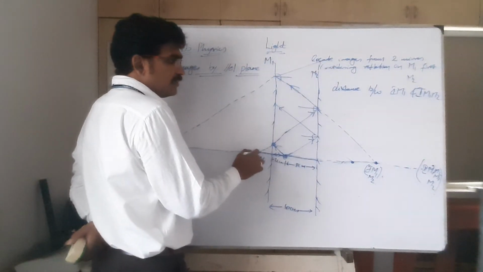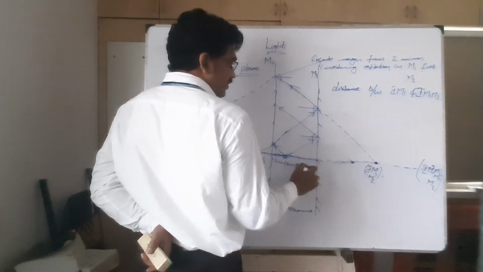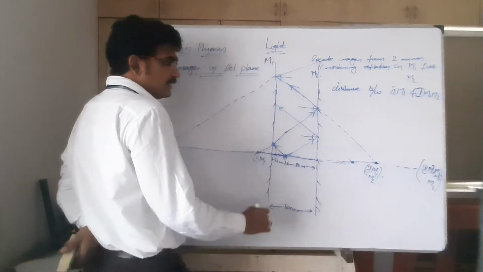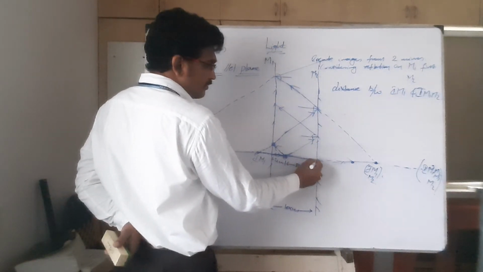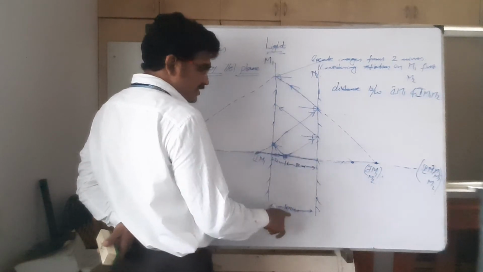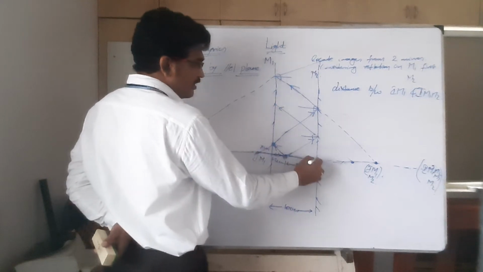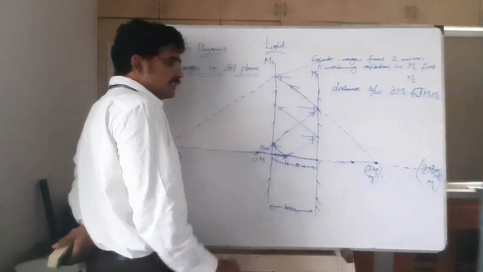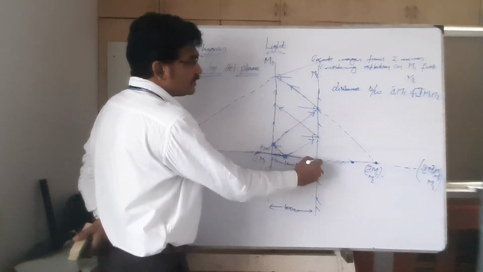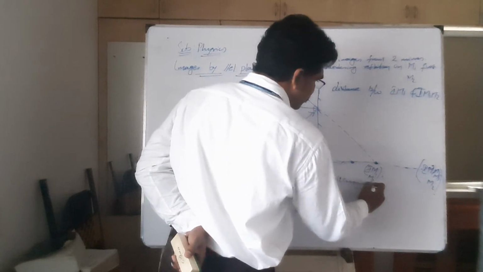Now, because this is M2, this object is at what distance from M2? That you have to calculate. Then what do I have to do? From M2, at what distance is this object? From here to here, how much? 10 centimeters. From here to here, it is 2 centimeters. Total, from this mirror, this object is at a distance of 12 centimeters. If the object is at a distance of 12 centimeters from this mirror, the image also will be at 12 centimeters.